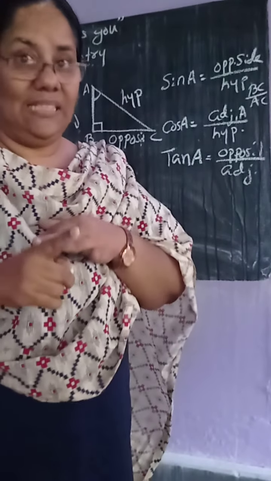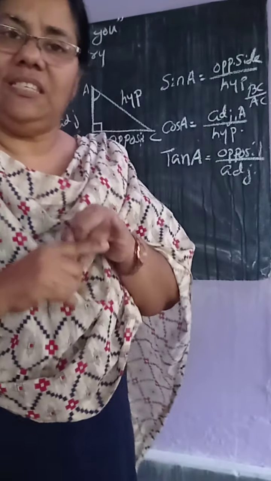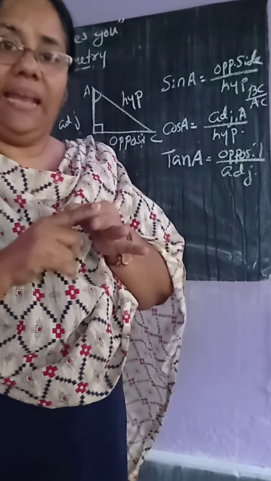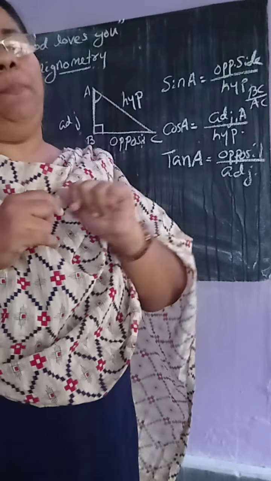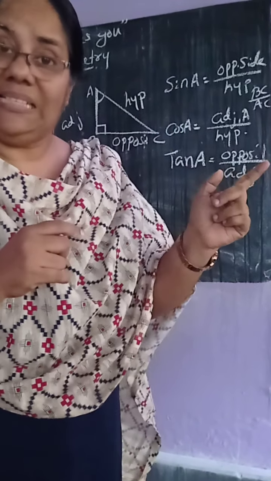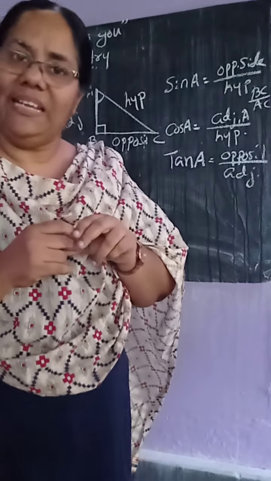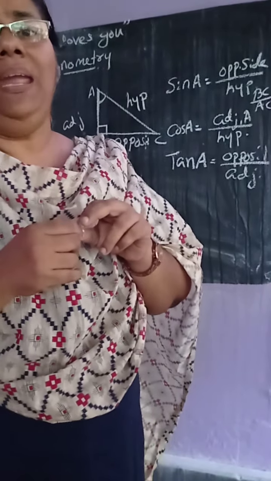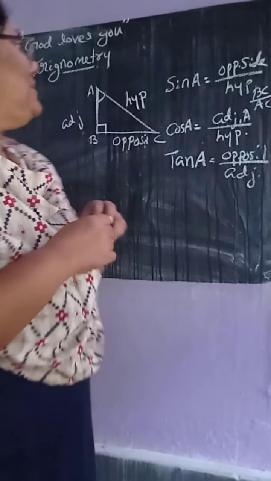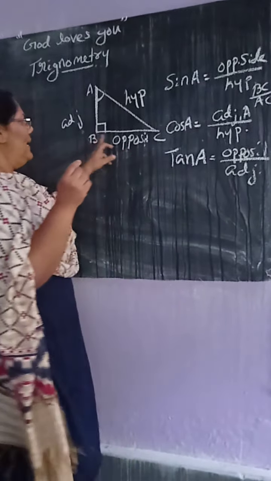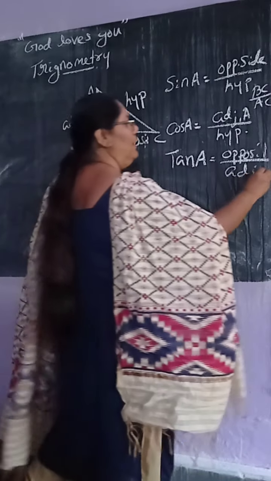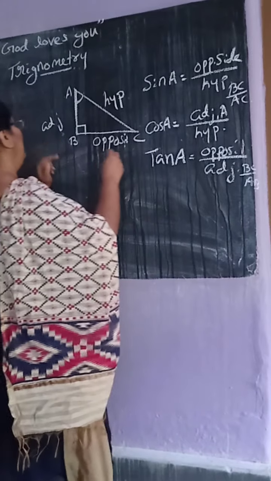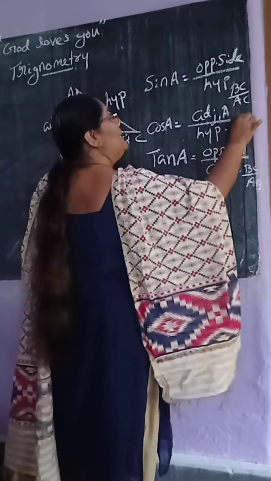There are 6 trigonometrical ratios. First 3 are sine, cos, tan. What is sine? Sine means opposite side by hypotenuse. What is cos? Adjacent side by hypotenuse. Then what is tan? Tan means opposite side by adjacent side. Understand? Here also you can write opposite side means BC by AB. And the second one is AB by AC.